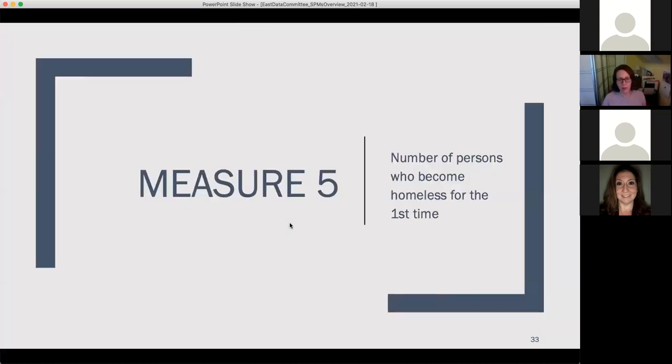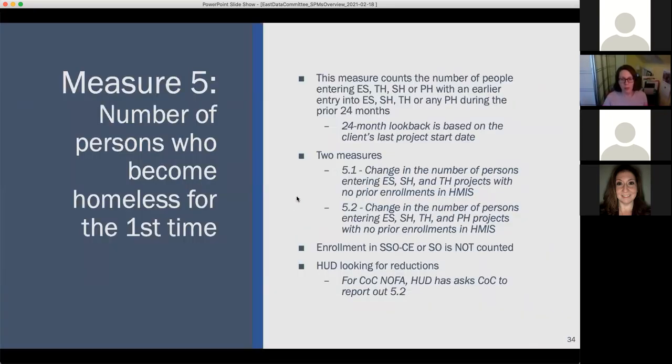All right, measure 5 is number of persons who become homeless for the first time. Measure 5 is one of these ones that, again, looks back in time.